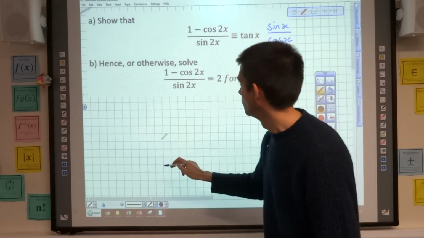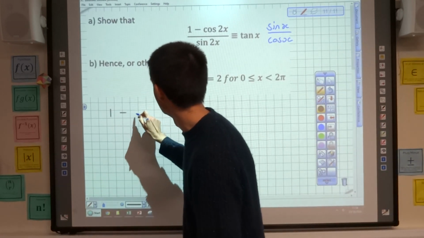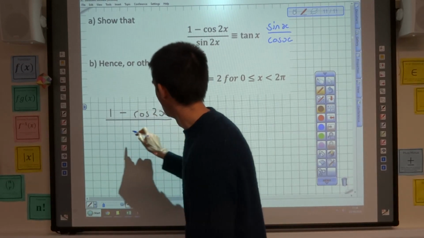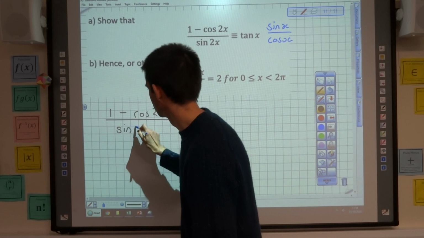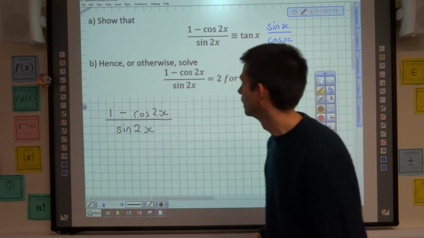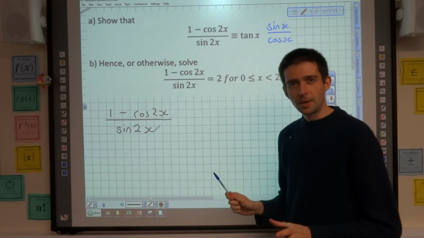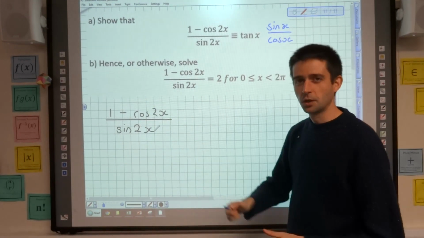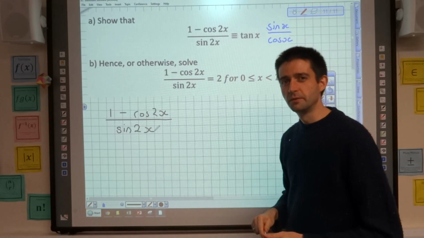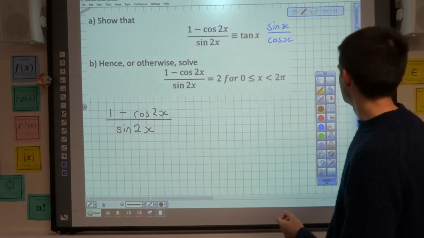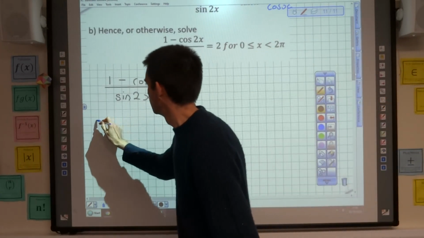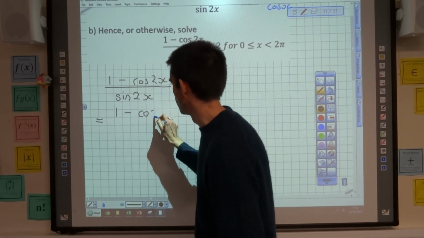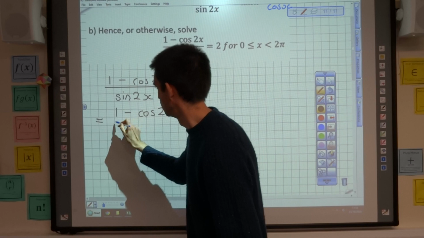So here we go then, starting off with the left hand side, 1 minus cos 2x over sin 2x. Now remember those double angle identities that you've got to know forwards and backwards. You've got 3 options for cos 2x, there's only 1 option for sin 2x. So let's substitute 2 sin x cos x for sin 2x and see what that begins to look like.